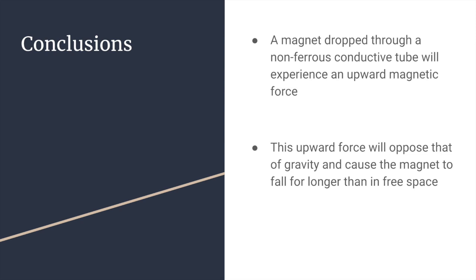Conclusions. A magnet dropped through a non-ferrous conductive tube will experience an upward magnetic force and slow its motion, and this upward force will oppose that of gravity and cause the magnet to fall for longer than in free space.